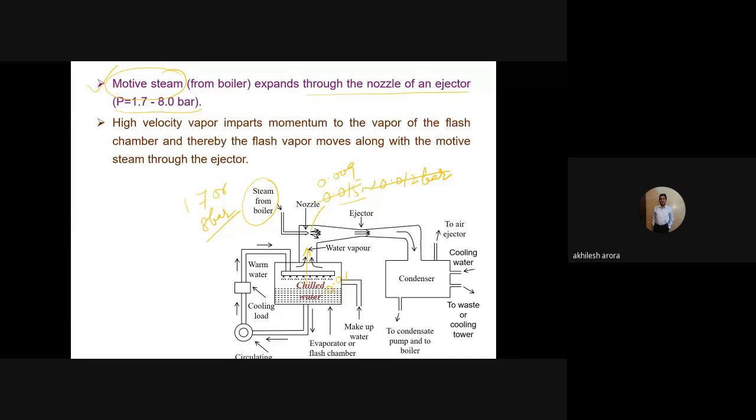So what happens? The high velocity vapor imparts momentum to the vapor of the flash chamber. Thereby, the flash vapor moves along with the motive steam through the ejector. So it is the motive steam, and here we have the flash vapor, which is being sucked by the steam coming out from the nozzle.